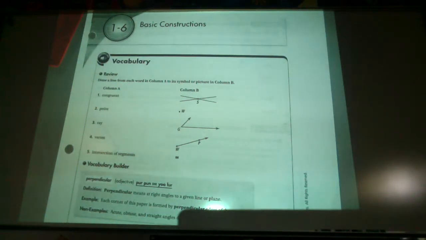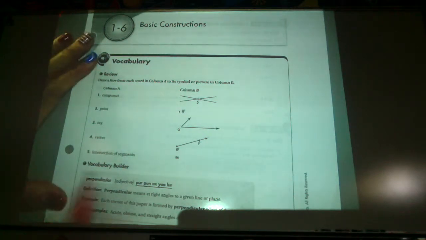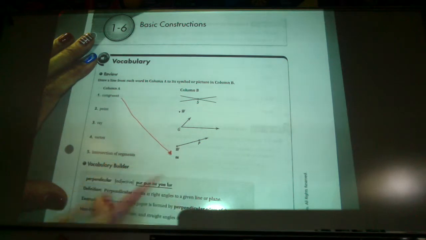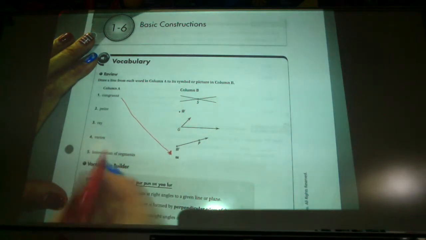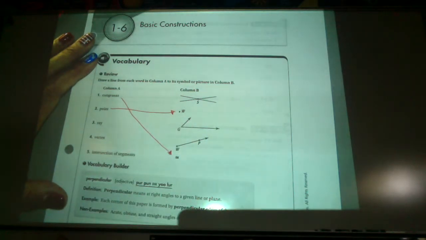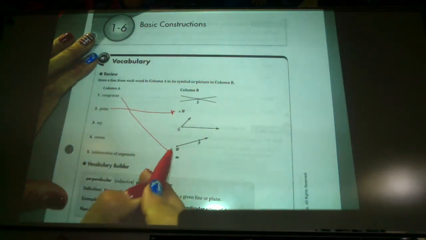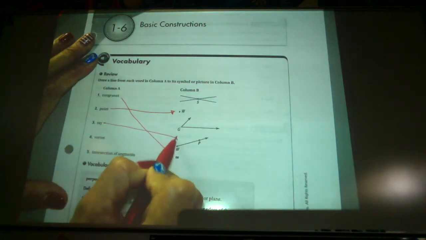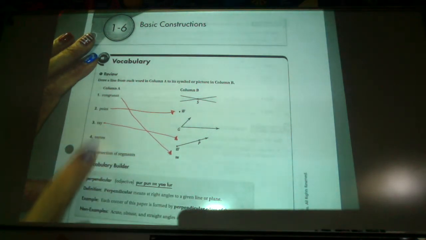Okay, so for lesson 1-6, you had a chance to work on your review questions 1 through 5. The congruent marker is this last picture down here. The point, I think most of you will agree, is that one. The ray, again, has an endpoint and extends in one direction infinitely, is this one right there. And then the last two are kind of iffy.